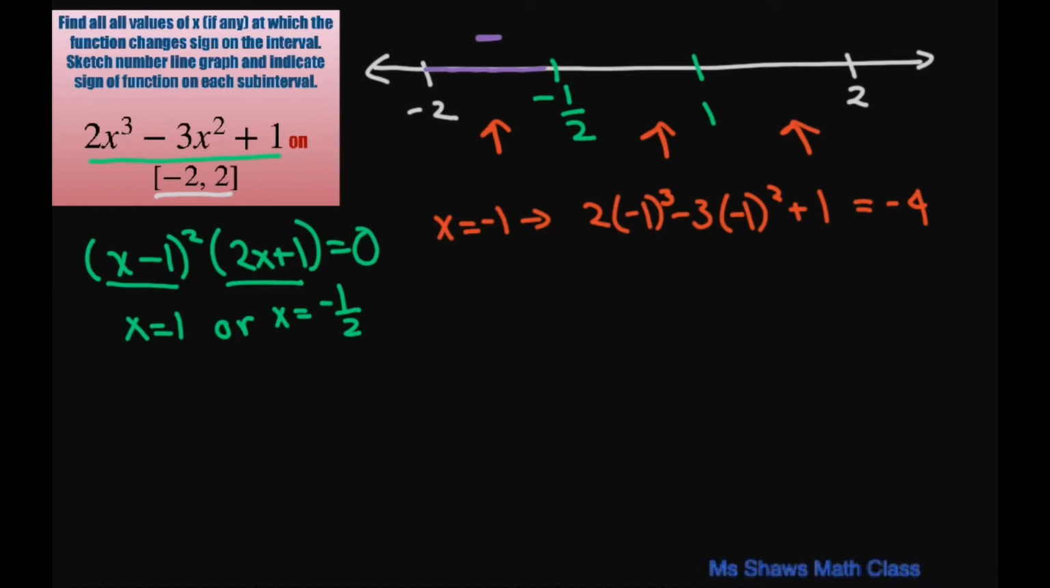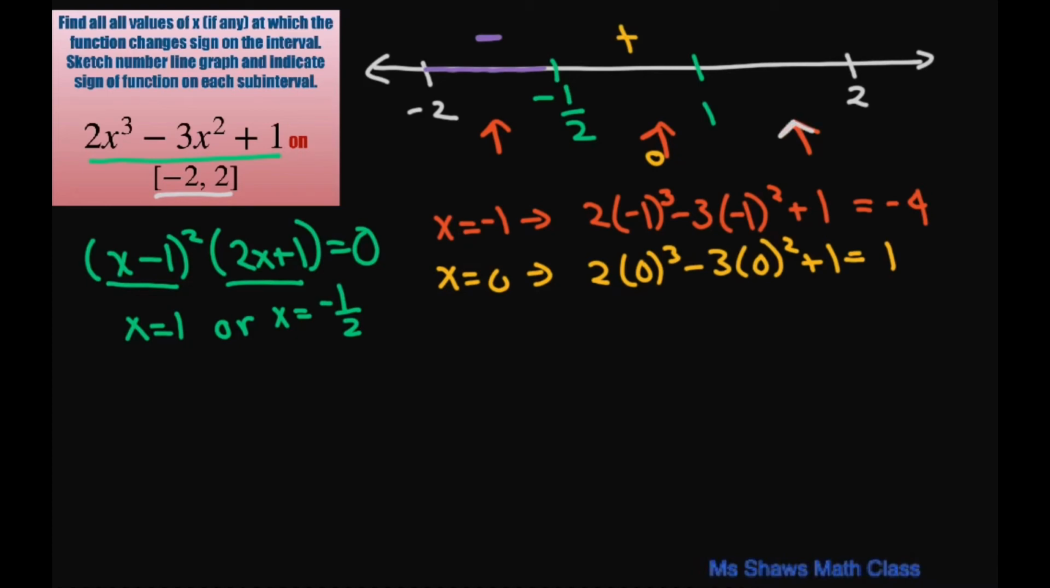It's always a good idea to test for 0. So we're going to test x equals 0. And that's just going to be 2 times 0 minus 3 times 0 squared plus 1. That gives you a 1. That means it's positive. And now we have to pick a number in here.